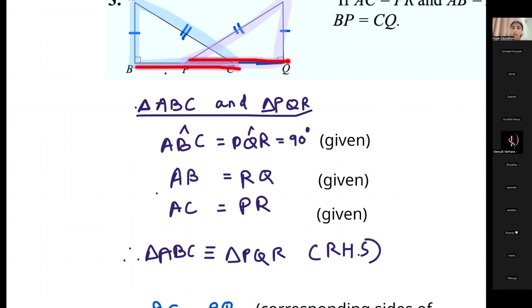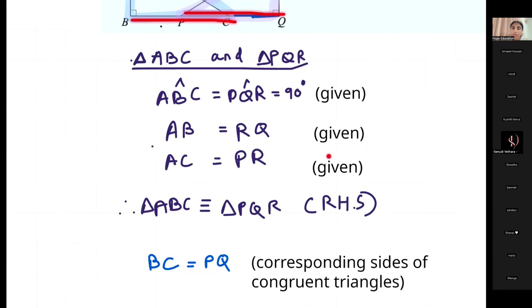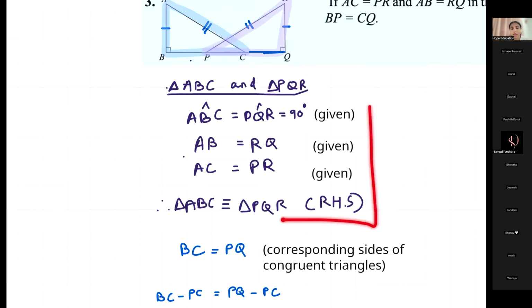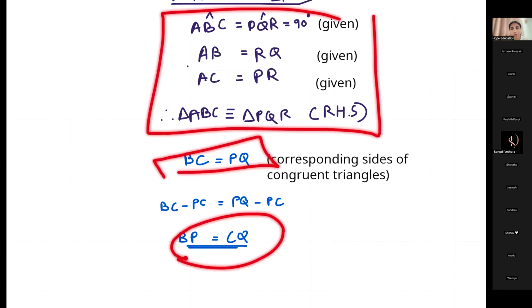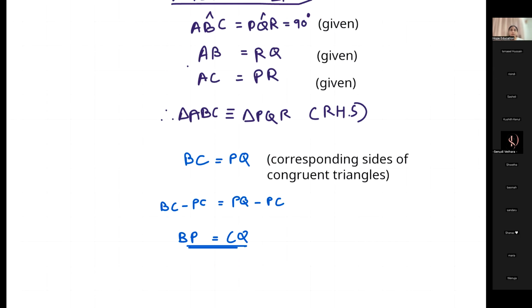So, yes, we did this entire congruency situation just to show this. We showed that so that we can subtract PC from both and then get this. Did I answer your question, Ismail? Yes, Miss. Okay. One more minute. Quickly copy down.